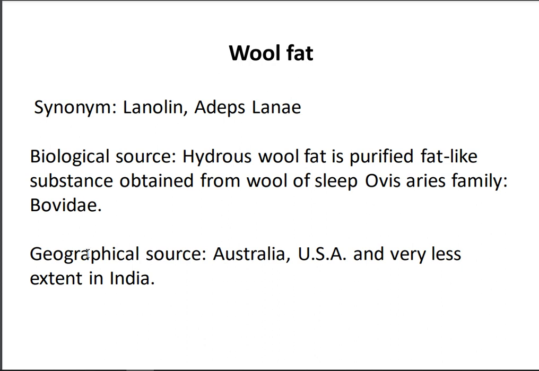Then we have wool fat. Now wool fat is lanolin or adeps lanae. What is the biological source? It is hydrous wool fat, a purified fat-like substance obtained from wool of sheep, Ovis aries, family Bovidae. Another name of wool fat is lanolin or adeps lanae. It is obtained from the wool of the sheep, Ovis aries, which belongs to the family Bovidae. This is mainly obtained from Australia, USA, and to a very small extent elsewhere. Wool fat is obtained very little in India.